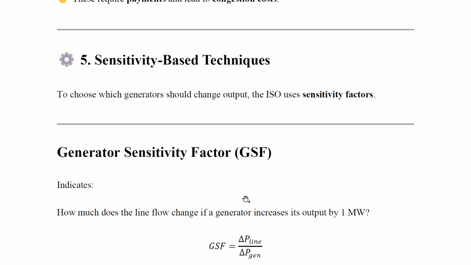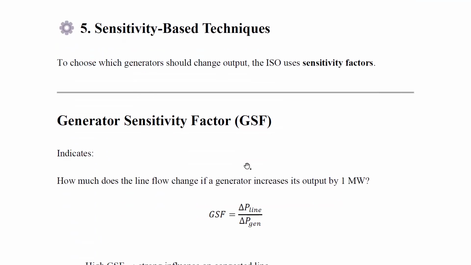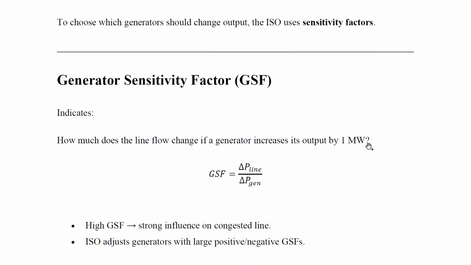Next comes the sensitivity based techniques. To choose which generator should change the output, the ISOs use sensitivity factors, that means the generator sensitivity factor, GSF. The generator sensitivity factor indicates how much the transmission line flow changes if the generator increases its output by 1 megawatt. So we are taking the scale of 1 megawatt.